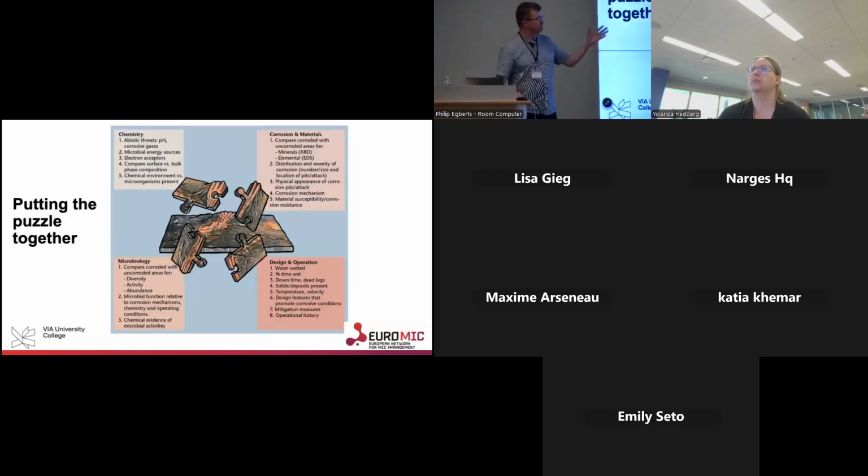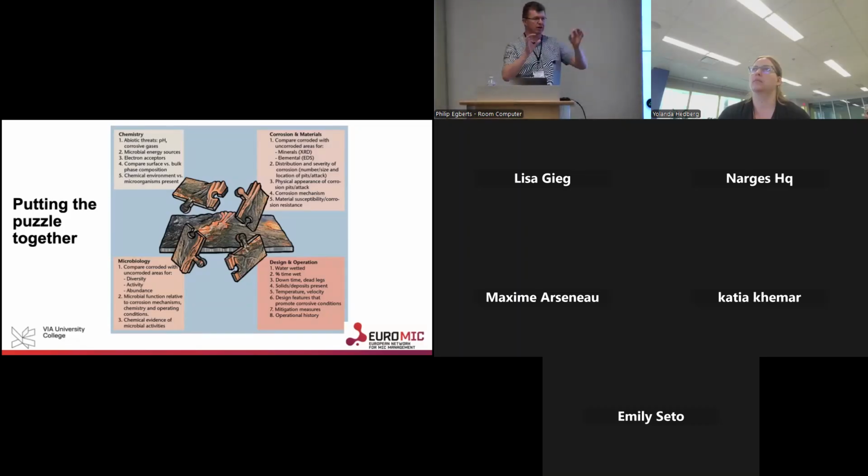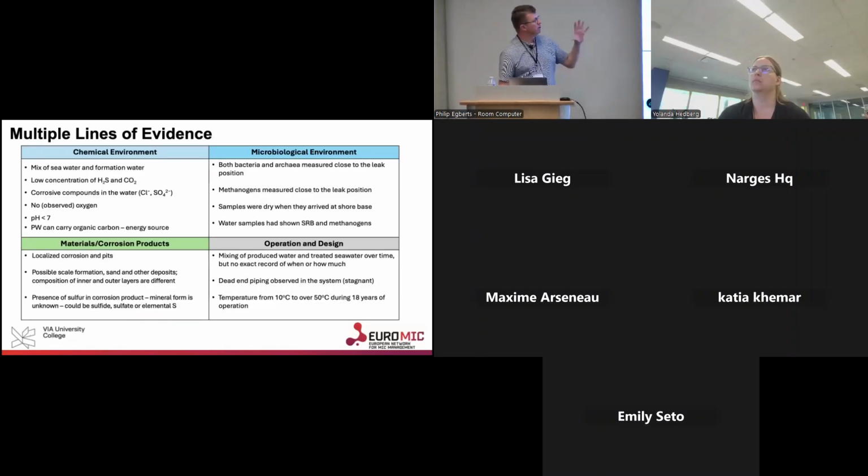So now we have all this data, and now we need to put it into the framework or the process here, and then start asking questions and try to connect the dots. So this is a bit overwhelming, but it's actually taking those 4 compartments in the previous one, chemical, materials, microbiology, operation, and putting it all on one slide.